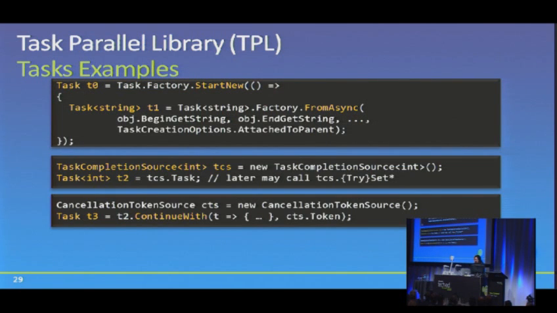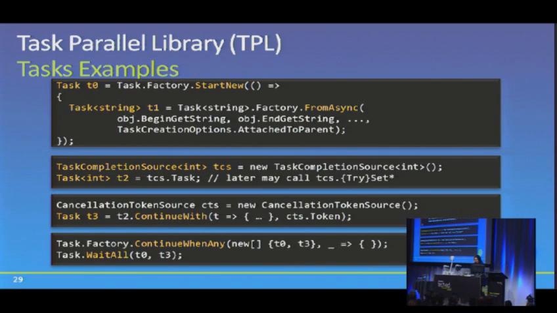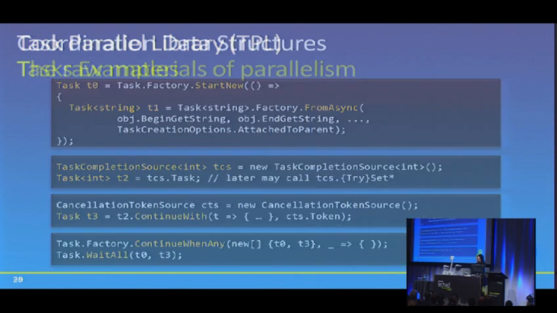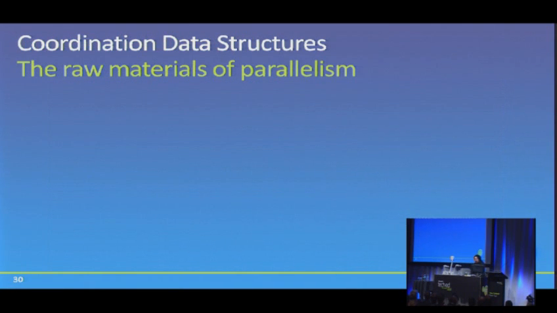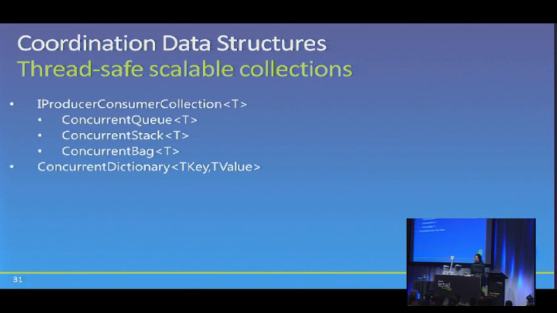These are just a few examples of the task APIs, which, again, you can look up in the documentation, so we're not going to go into the details of these. These are fairly low-level things, but you can see, for example, how useful that FromAsync method might be. Final level, underlying all of that, coordination data structures, the lowest level, the raw materials on which all of this stuff is built. Again, I'm just going to point you at the relevant names. I'm not going to talk about these in any detail.